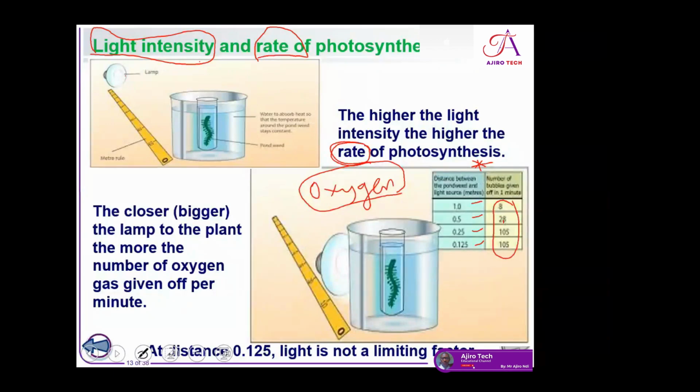But look closely at the table. Something happened here between the 25 centimeter mark and the 12.5 centimeter mark. What happened to the number of bubbles? Can you see the table closely? It stays the same. Can you give a reason for that? It's at its optimum.